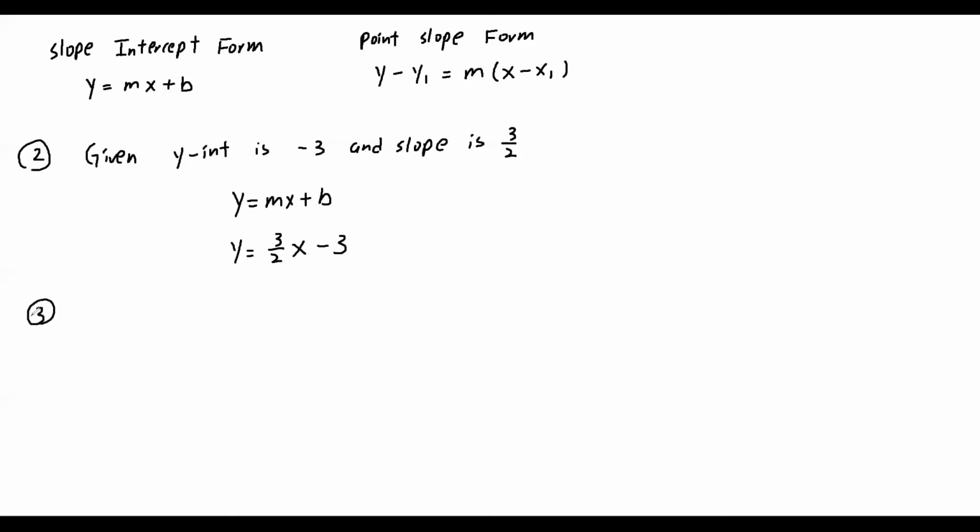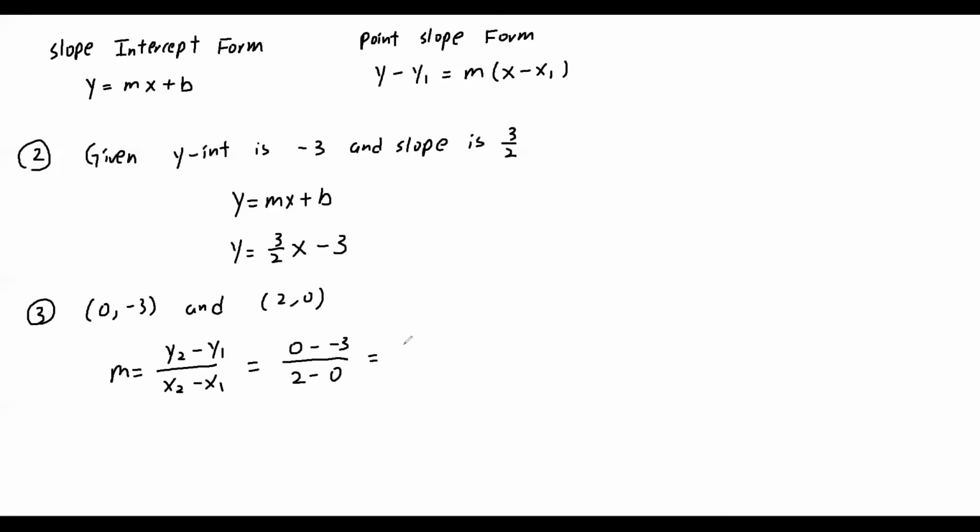Example number 3. What if they give us 2 coordinates and ask us to find the equation of a line? When given 2 coordinates, we will be using point-slope form. First, we have to find the slope of a line using the slope formula. m is equal to y2 minus y1 over x2 minus x1. Once again, it does not matter which coordinate is the first coordinate and which coordinate is the second coordinate. So we will use 0 minus -3 over 2 minus 0, which is equal to 3/2.